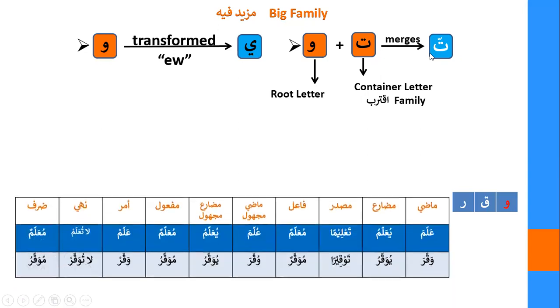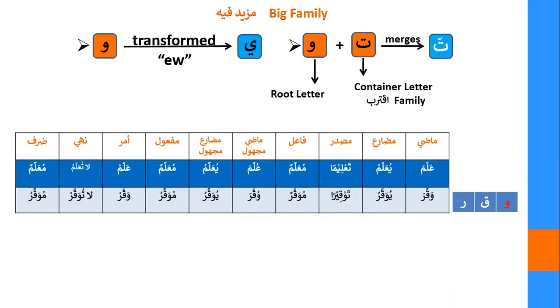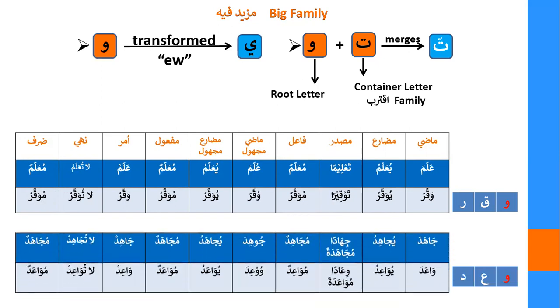Now if you have the root letters waw, qaf, ra, wakkara, there are absolutely no irregularities, and you have your sarf as it is. Then you have waw and dal in jahada.